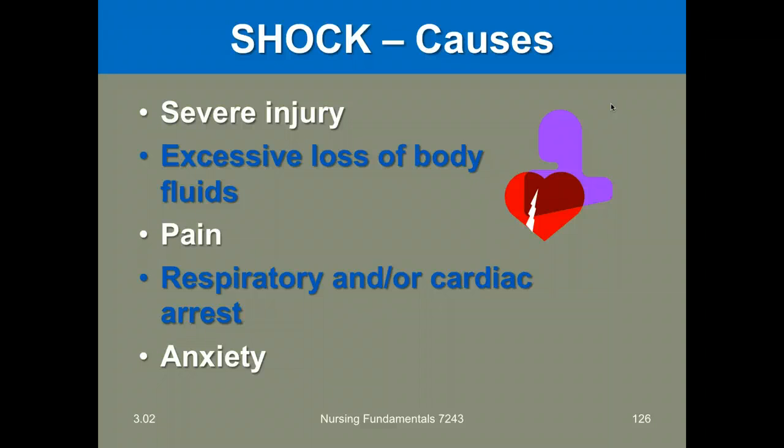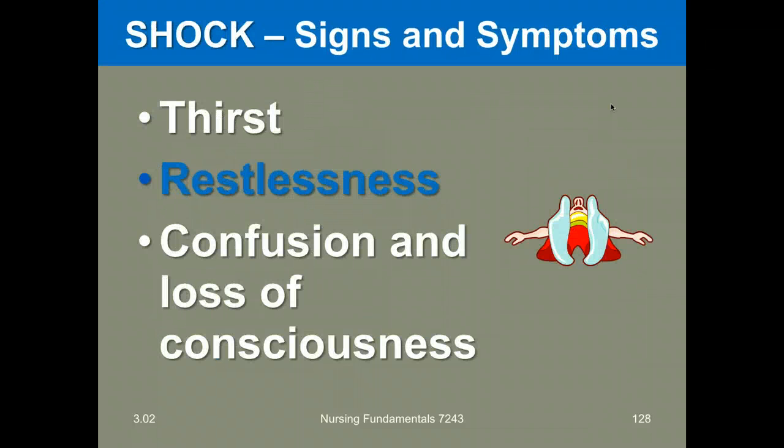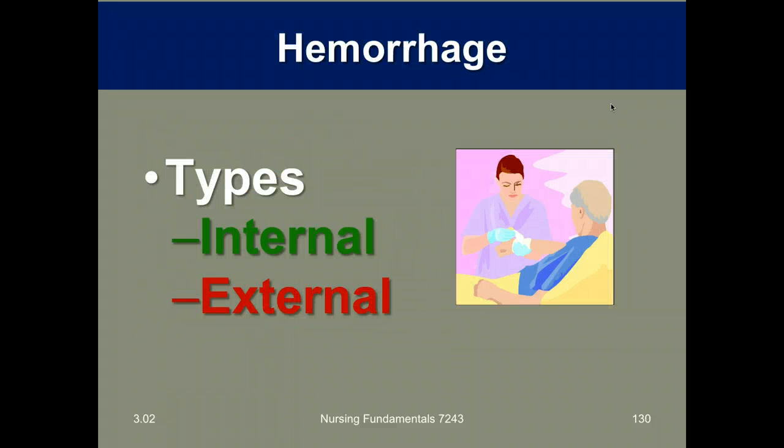Causes of shock can be from severe injury, excessive loss of body fluids, pain, respiratory and or cardiac arrest, anxiety, low or falling blood pressure, weak, rapid pulse, cold, moist, pale skin, rapid respirations. Patients also have thirst, they're restless, they're confused, and oftentimes they have a loss of consciousness. What do you do? Summon help, stay with them, keep them laying down, control any bleeding if they have it, and keep them warm.